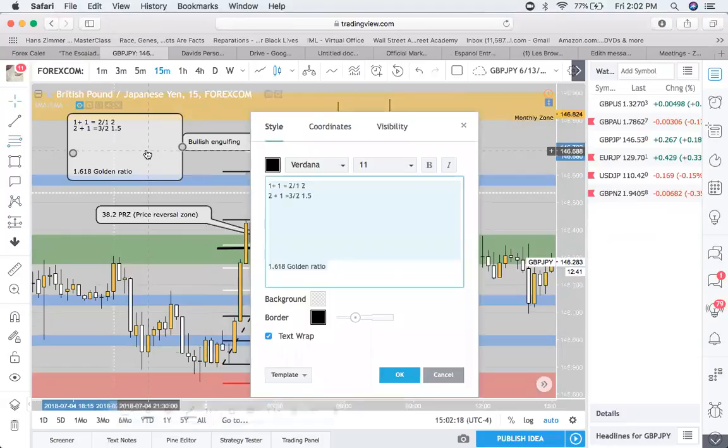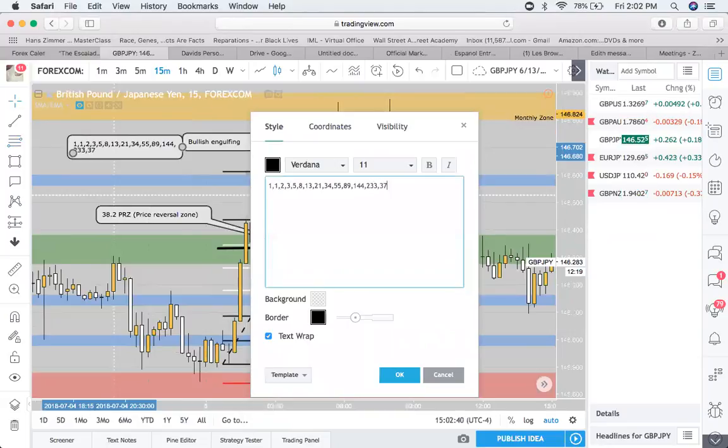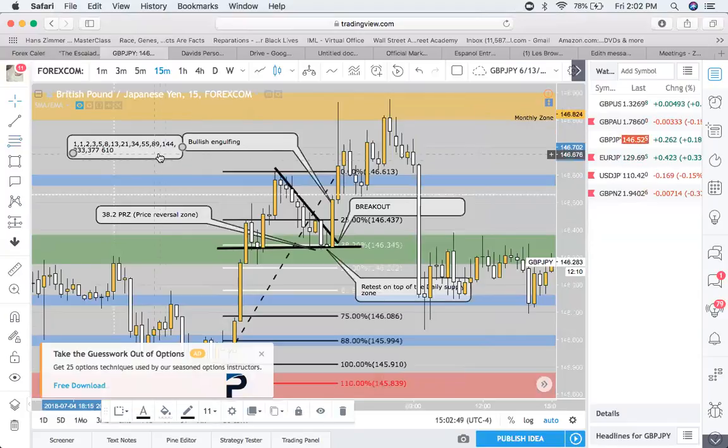But yeah, I just want to stick with the basics for now. The Fibonacci numbers are 1, 1, 2, 3, 5, 8, 13, 21, 34, 55, 89, 144, 233, 377, all right? And so forth, and 610. So these are the Fibonacci sequence. Now when you divide 610 by 377, you're going to get 1.618.